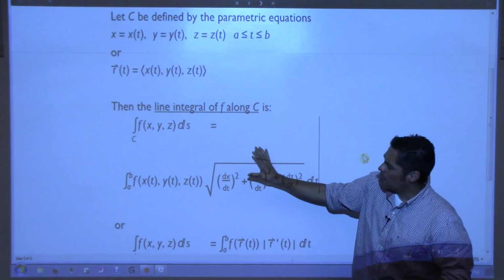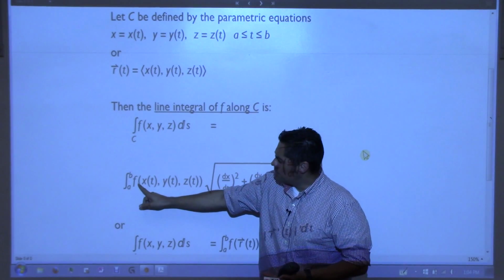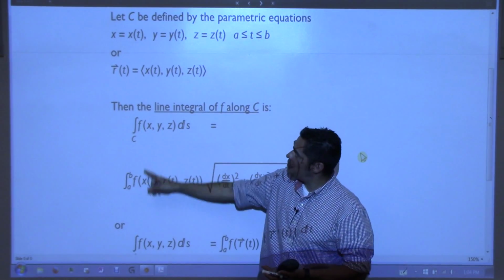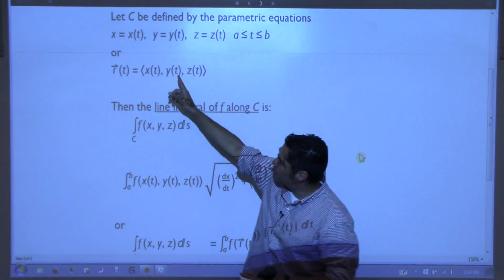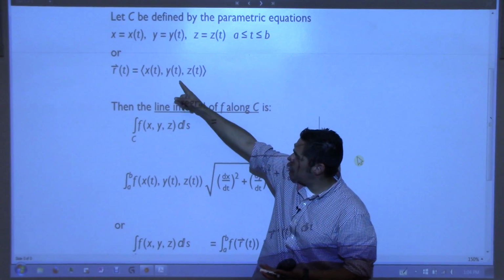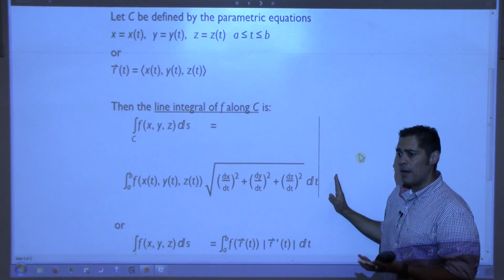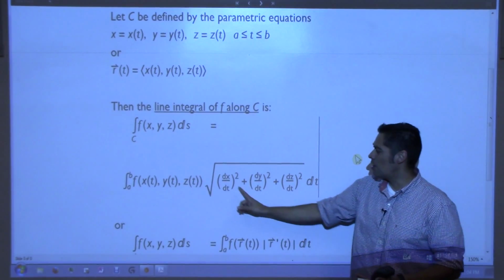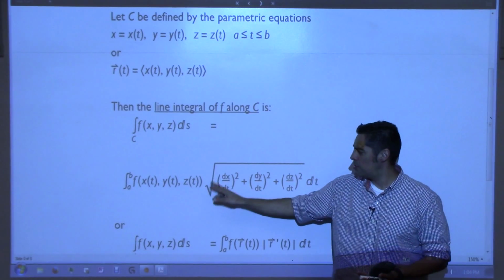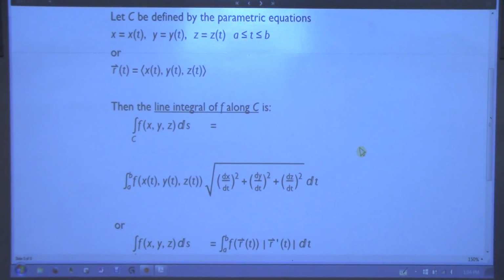And so when we convert this over and you say f of x, y, z, you're going to replace your x with the function of t that you have for x, which comes from the curve C. You replace the y with the function you have for the y component and the z component, and then this is your arc length formula. But in three-dimensional space, your arc length formula changes. This is what it changes to. So you just have that additional dz dt squared.